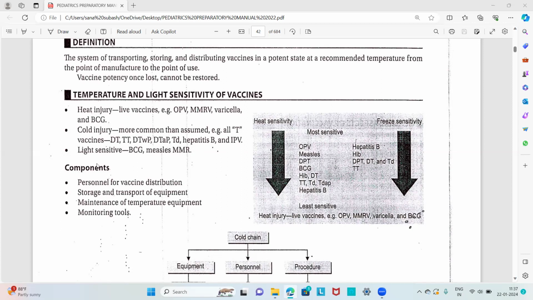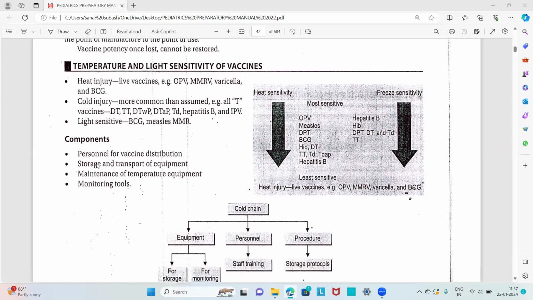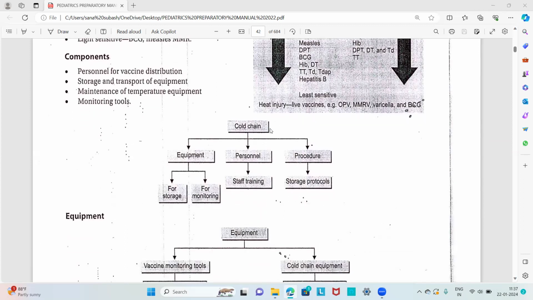Then what are the components of the cold chain? They are personnel for vaccine distribution, storage and transport equipment, maintenance of temperature equipment, and monitoring tools. These are the components of the cold chain. In short, the components are equipment, personnel, and procedure.